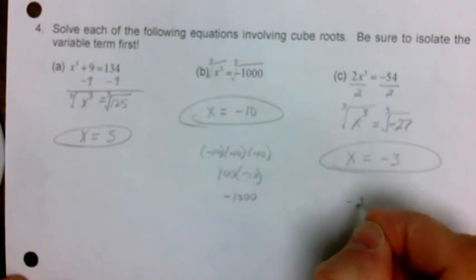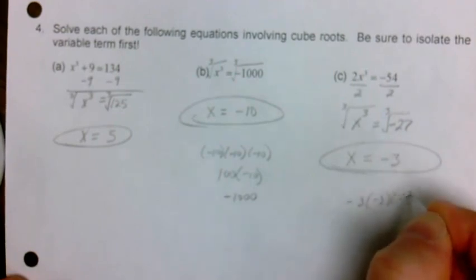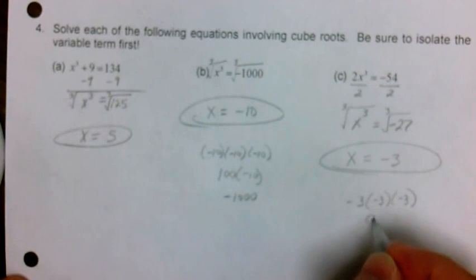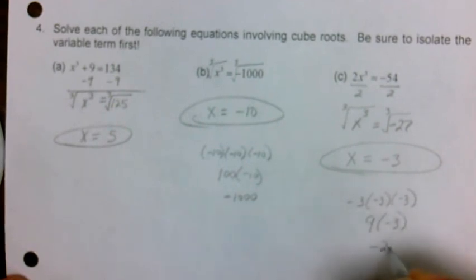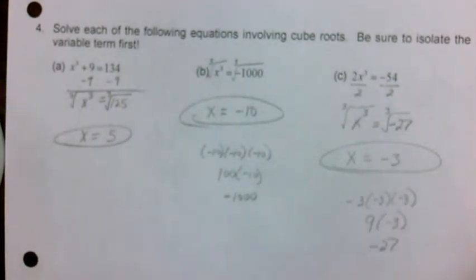So again, I can do negative 3 times negative 3 times negative 3. Negative 3 times negative 3 is 9, and 9 times negative 3 is negative 27. So again, there's one solution to this equation, and it's x equals negative 3.